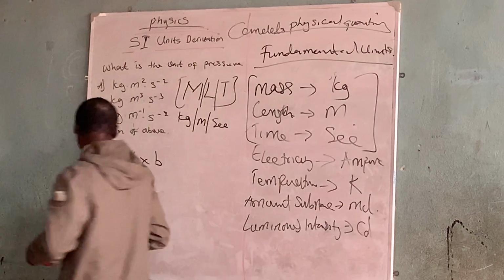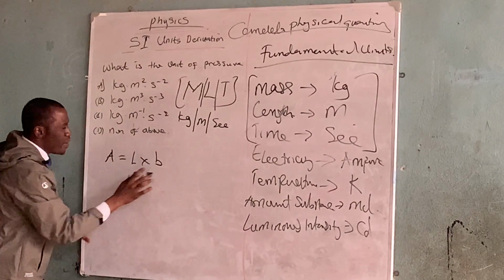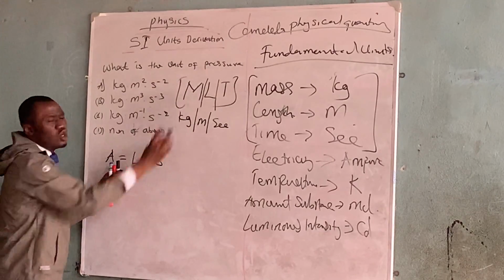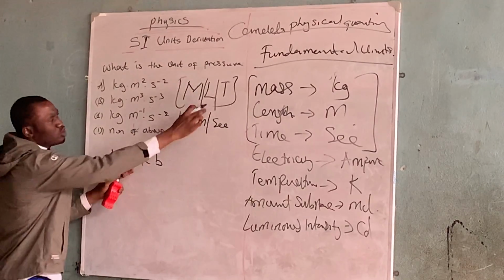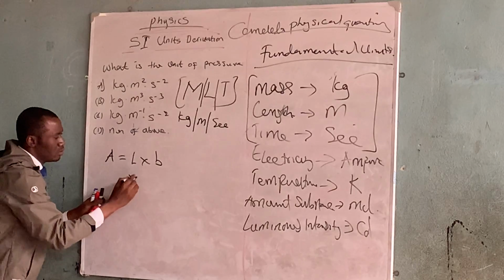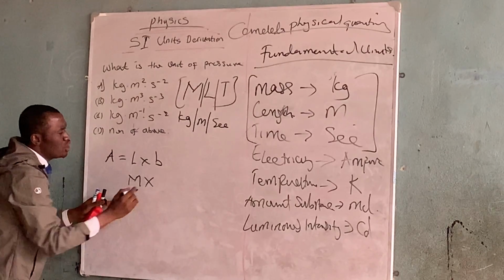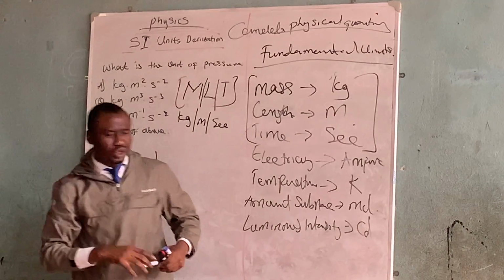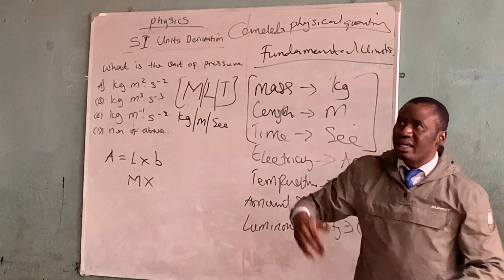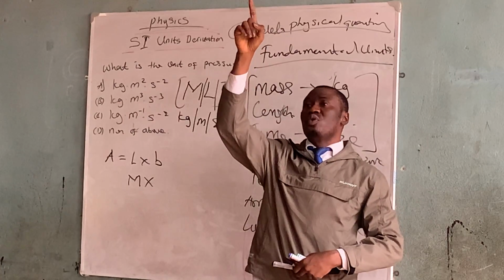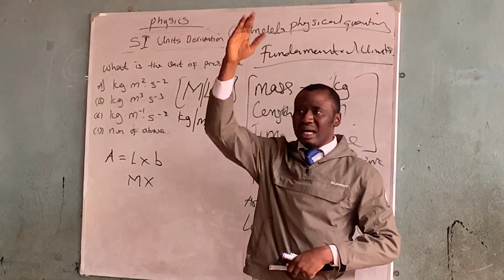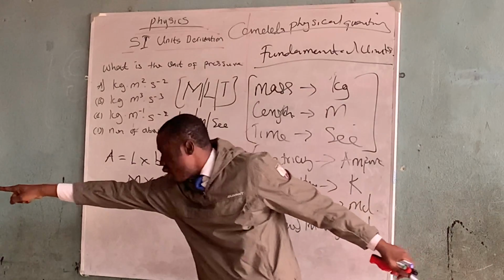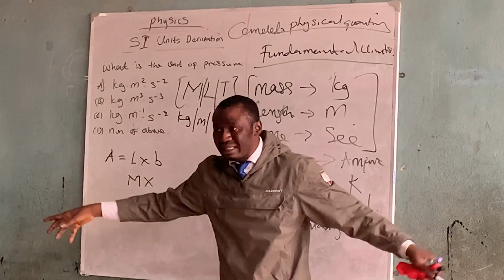Now let's look at area. Area is length and breadth. How can we measure the length? Do we measure length with kilogram? No, meter. Do we measure breadth with kilogram? No, meter. Let me show you. The length is from where I'm standing to the top of the roof. That is length. It's measured in meter. The breadth is from this side to the other side. It's also measured in meter.